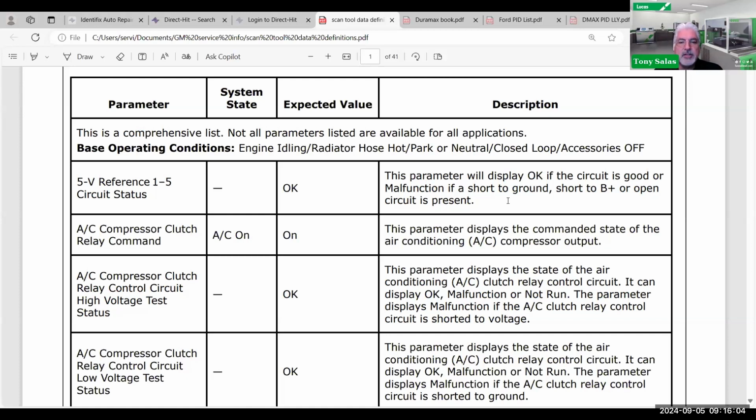And in this case, you've got to really take advantage of what the PID data is giving you, because it's clearly stating here that it will display OK if the circuit is good, or malfunction if a short to ground, a short to battery power, or an open circuit is present. Now, if there is a malfunction, there should be a code that sets because the test has failed, and it'll show you that.